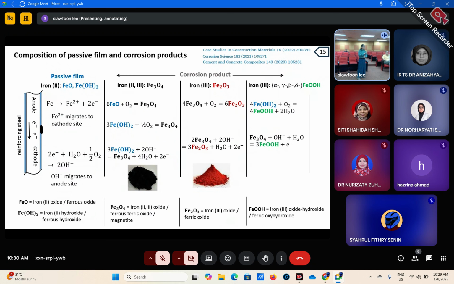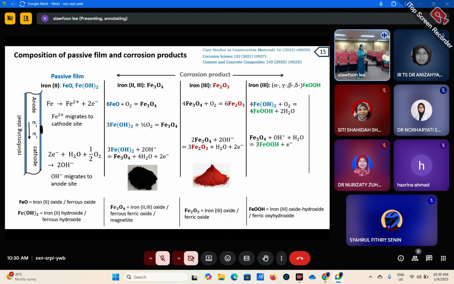Okay, if you look from the left hand side to the right hand side, first it will form a passive film, and the passive film is normally said to be composed of ferrous oxide or iron hydroxide. And I explained this before in my previous slide. To form the passive film, the surface of the steel will have two sides. One is the anode side, another is the cathode side.